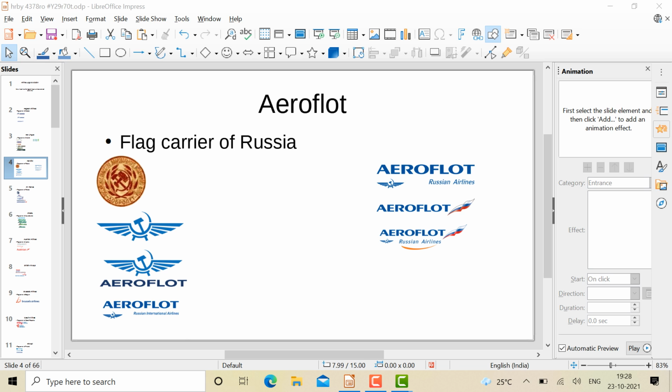The emblem and the symbol was made really small, and now there was the name Russian International Airlines. Next, it was simplified to just Russian Airlines. After that, for some time, both the Russian Airlines and the emblem were removed, and the Russian flag was added. But again, Russian Airlines with a white line and the emblem is the current logo of Aeroflot. So it's also a logo that has evolved over time.